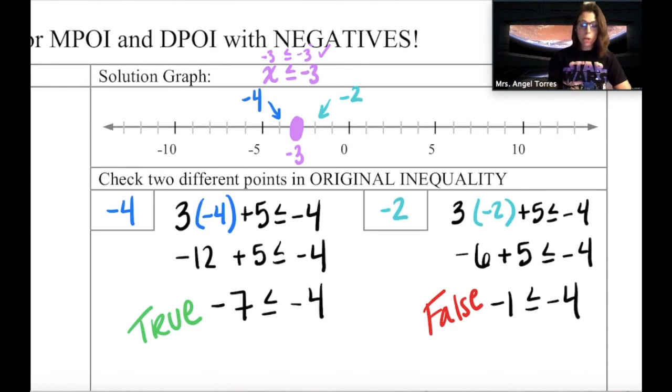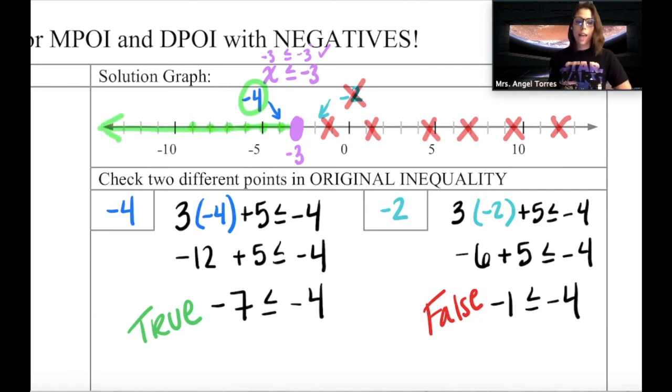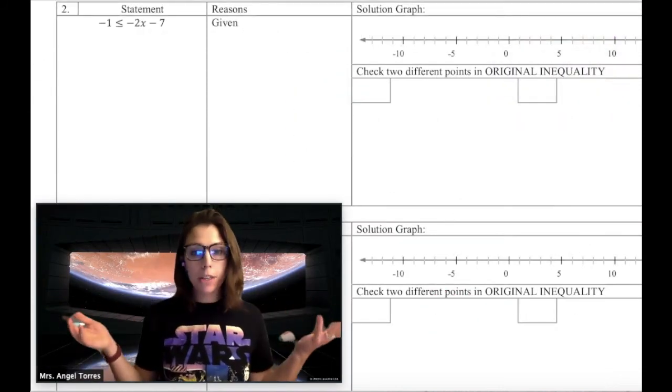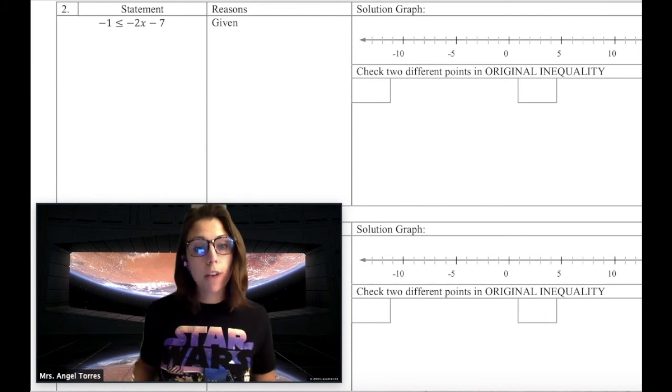So that means up here in our graph, -2 is not a solution, meaning all of the points to the right of this border point are also not solutions. However, -4 is, which means all of the points on the other side are solutions, and that is where I'm going to place my solution line. That wasn't so bad. No MPOI or DPOI with negatives. Let's move on to number 2.